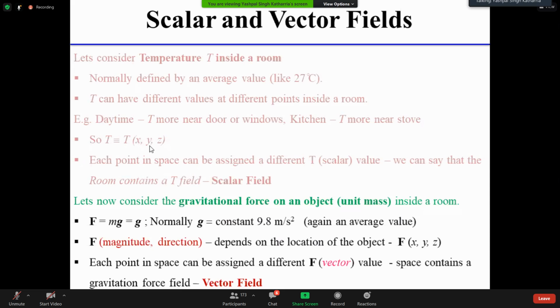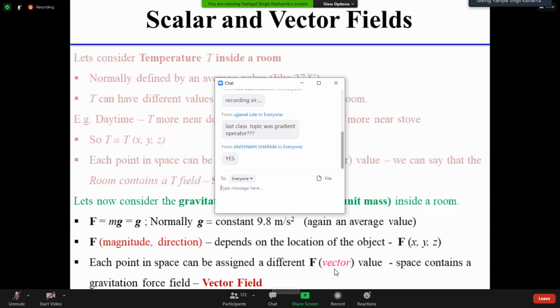So same way as we defined for a scalar field, we can say here that each point inside the room can be assigned a different F value. F itself is a vector. So we can say that the space contains a gravitational force field, or simply gravitational field, or the room contains a gravitational field. So this field is referred to as a vector field because each point here is given a vector.